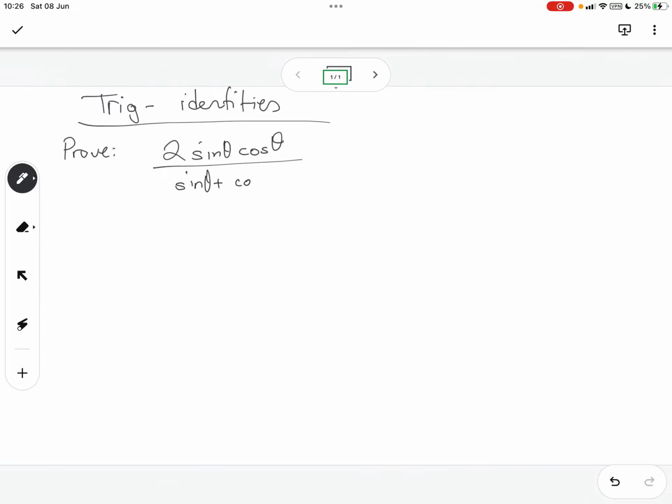So we must prove that 2 sine theta cos theta over sine theta plus cos theta equals... Why is theta already used? It looks so weird. This must equal sine theta plus cos theta minus 1 over sine theta plus cos theta.